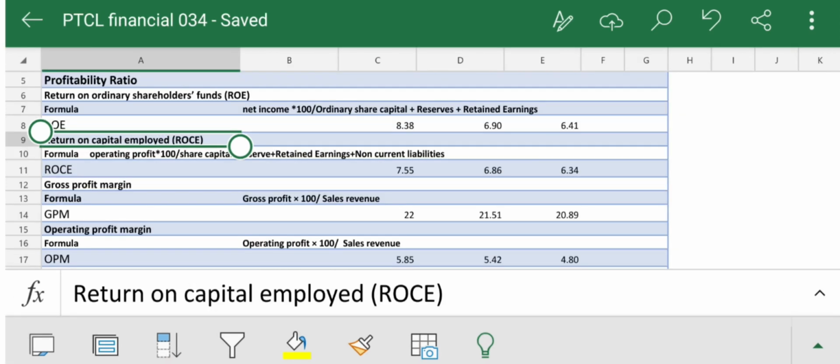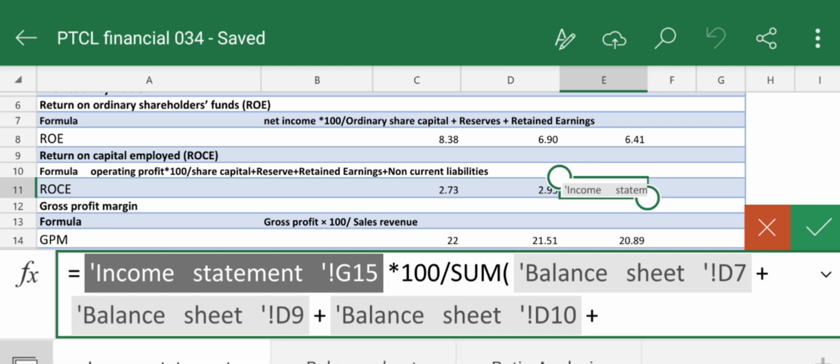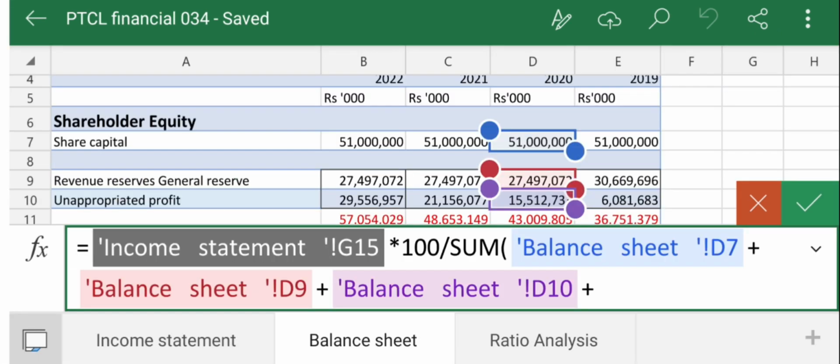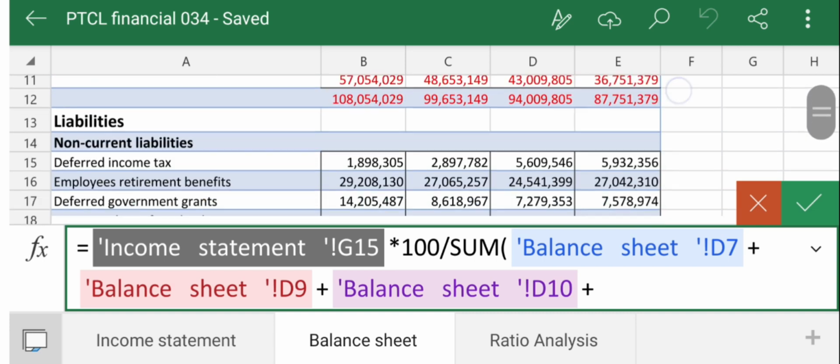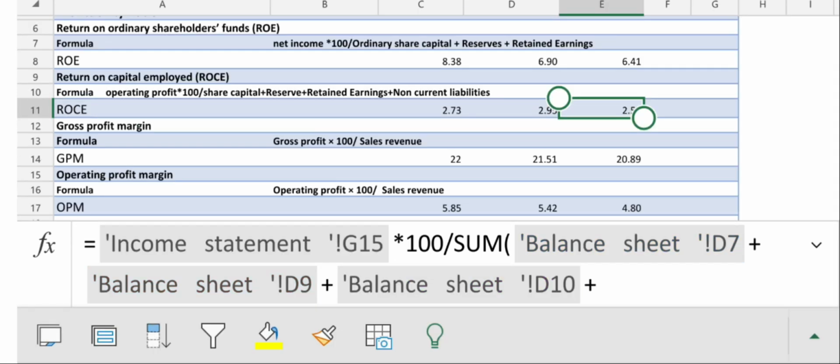Next ratio is the return on capital employed. It means the company gets a return from its capital employed. The formula is operating profit divided by share capital plus reserve plus retained earning plus non-current liabilities, multiply 100. The figures are taken from the income statement and balance sheet. The operating profit is here in the income statement, and the share capital, reserves, unappropriated profit and non-current liabilities are taken from the balance sheet, and then it equals 2.5%. Similarly, in 2021 it is 2.93 and 2022 is 2.73.